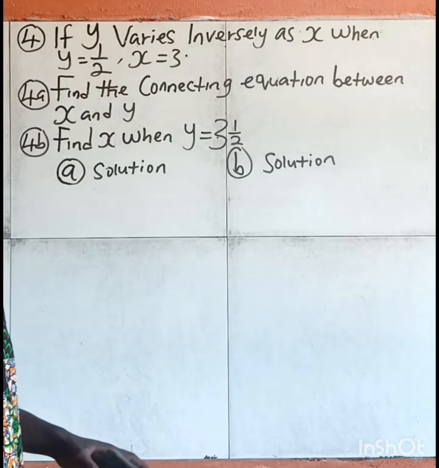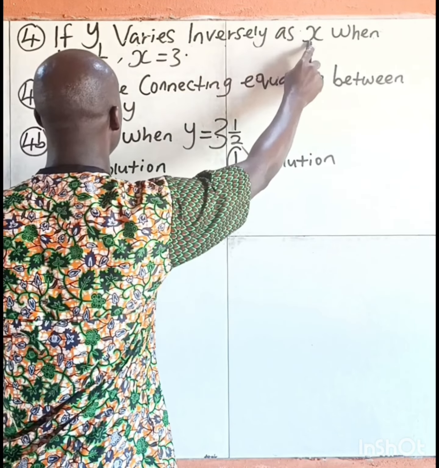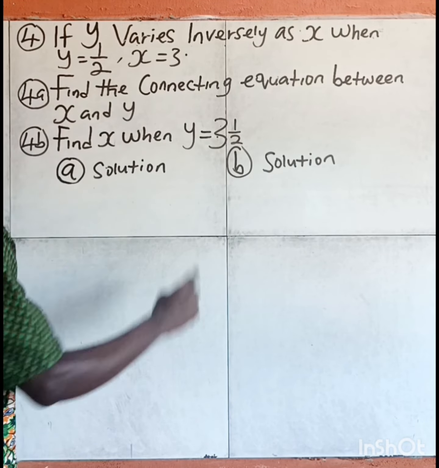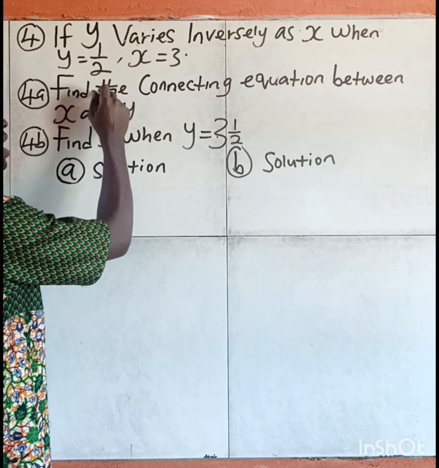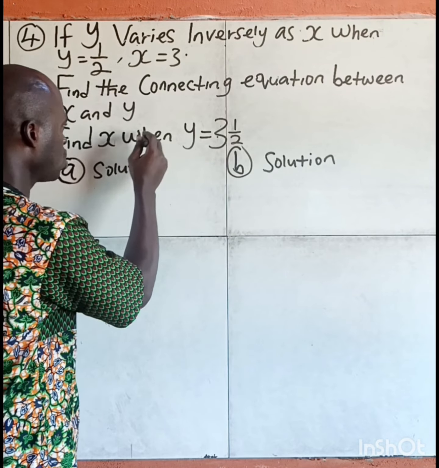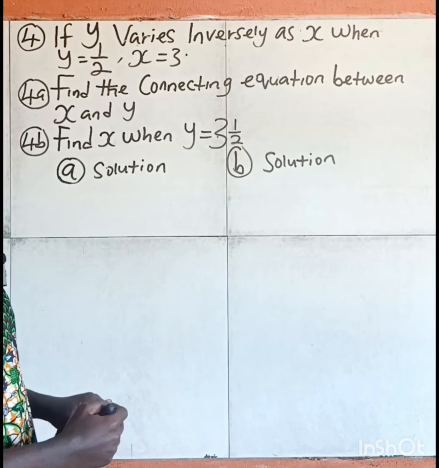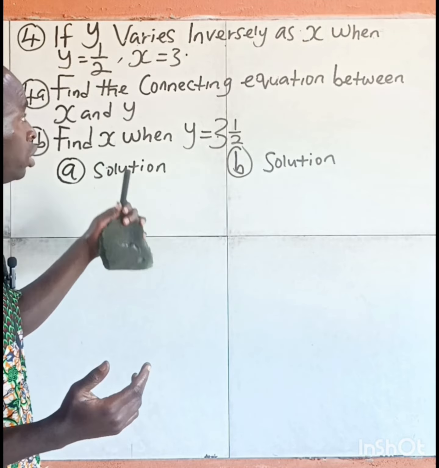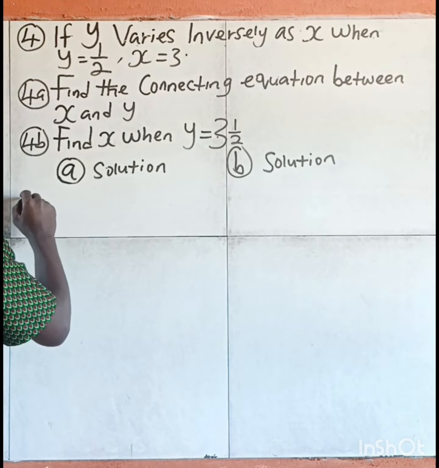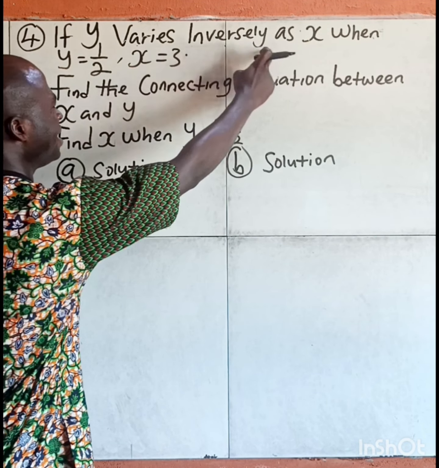Now for problem 4. Problem 4 says if y varies inversely as x, when y equal to 1 over 2, x was equal to 3. Problem 4a says find the connecting equation between x and y. Problem 4b, find x when y equal to 1 over 2. This is how it is clearly done. It is very, very simple. We're going to follow the formula. We're going to follow the question to generate our formula. If y, so I'm going to write my y first, varies inversely as x.